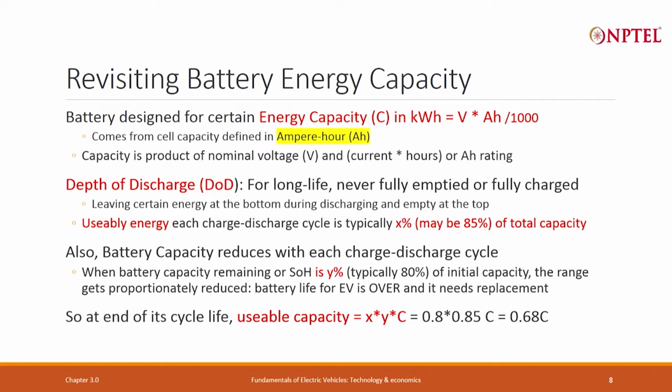So, if you take end of life as 80%, and 85% depth of discharge, at the end of life the battery capacity is only 0.68 C. So if in the beginning it gave you 100 kilometers, now it will only give you 68 kilometers. So you must keep that in mind. You must keep in mind the end of life, and you must keep in mind the depth of discharge.